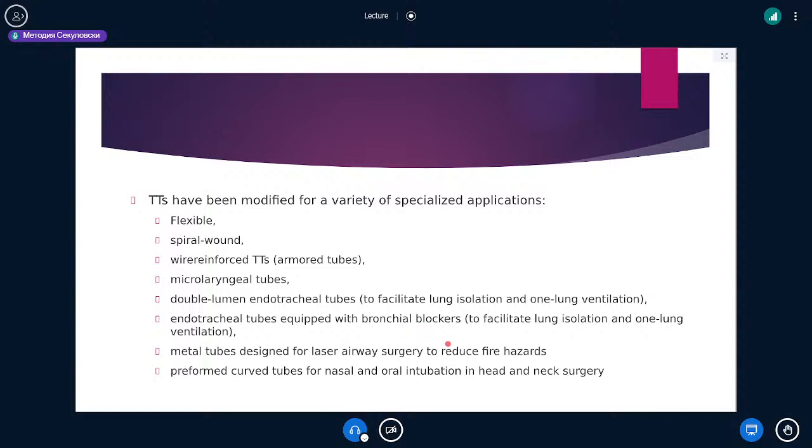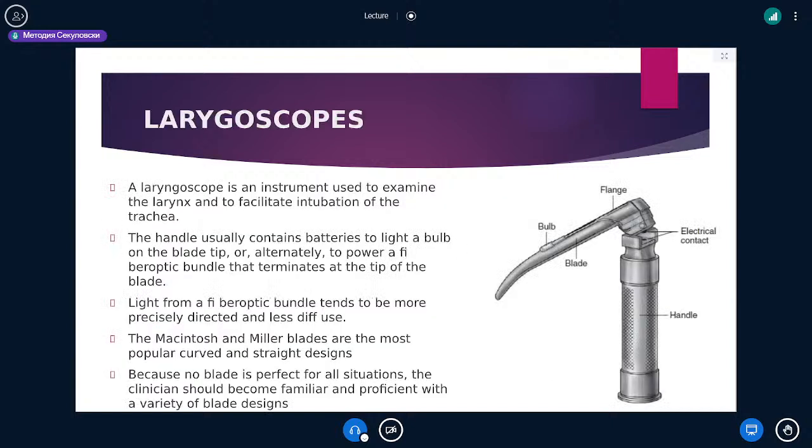This is another modified intubation tube, and there are metal tubes designed for laser airway surgery to reduce fire hazards. Another special one is for head and neck surgery. For oral and nasal surgery there are curved tubes for this operation.